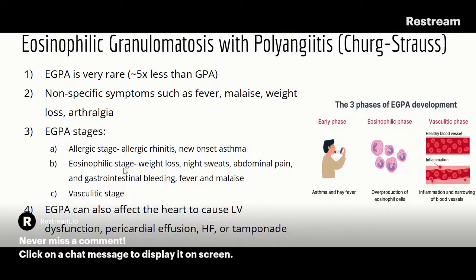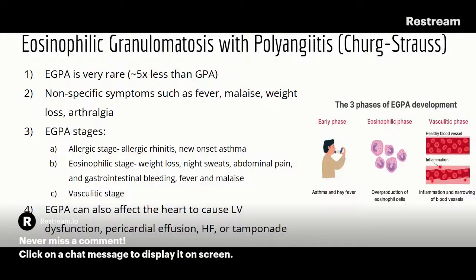Then you get an eosinophilic stage, you get your weight loss, night sweats, abdominal pain, GI bleeding, fever, malaise. And then from there, you get the vasculitic stage, which affects pretty much all the organs in your body. Because as you can see from the diagram here, the inflammation essentially causes the lumen to, instead of being nice and smooth and allowing for good flow, be very craggly and allow for turbulent blood flow, which then affects the organs.